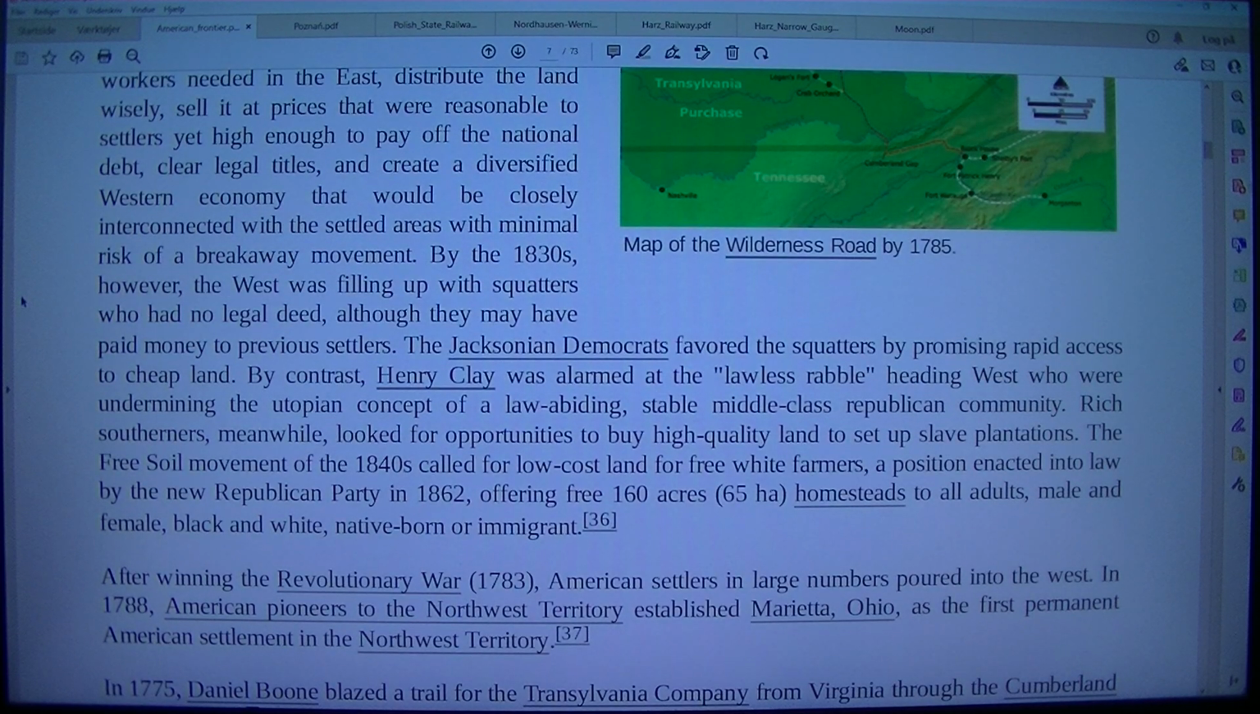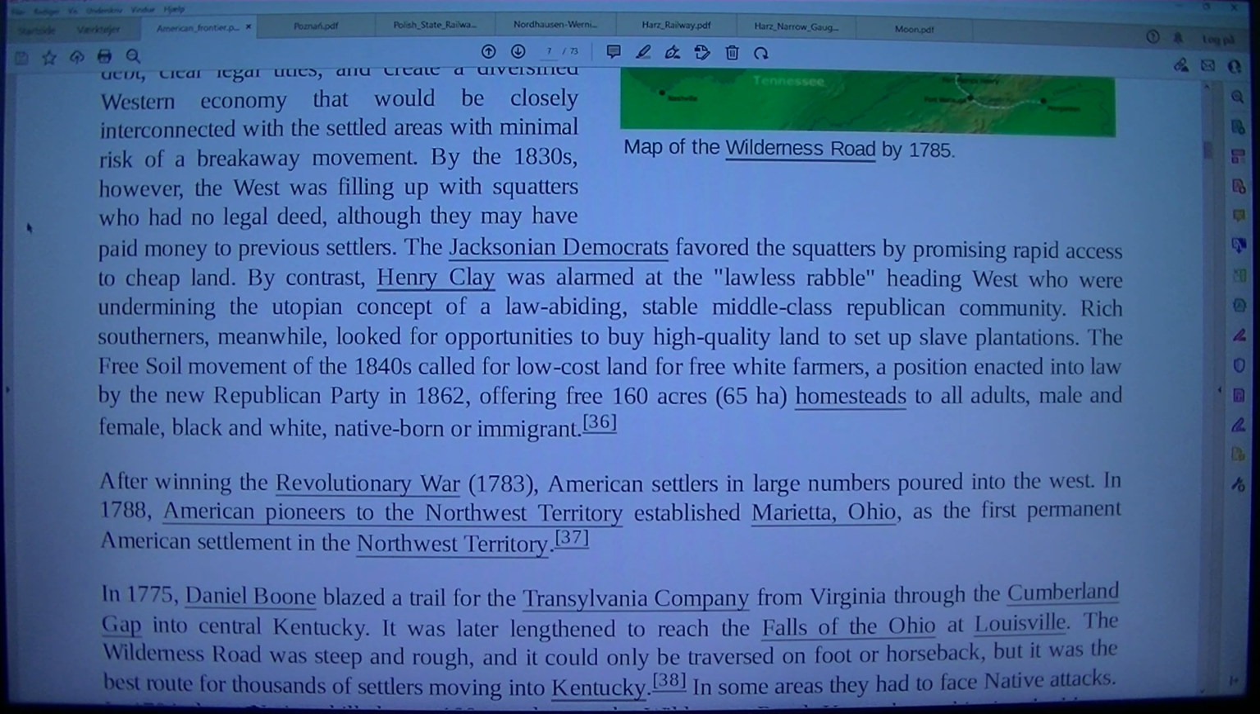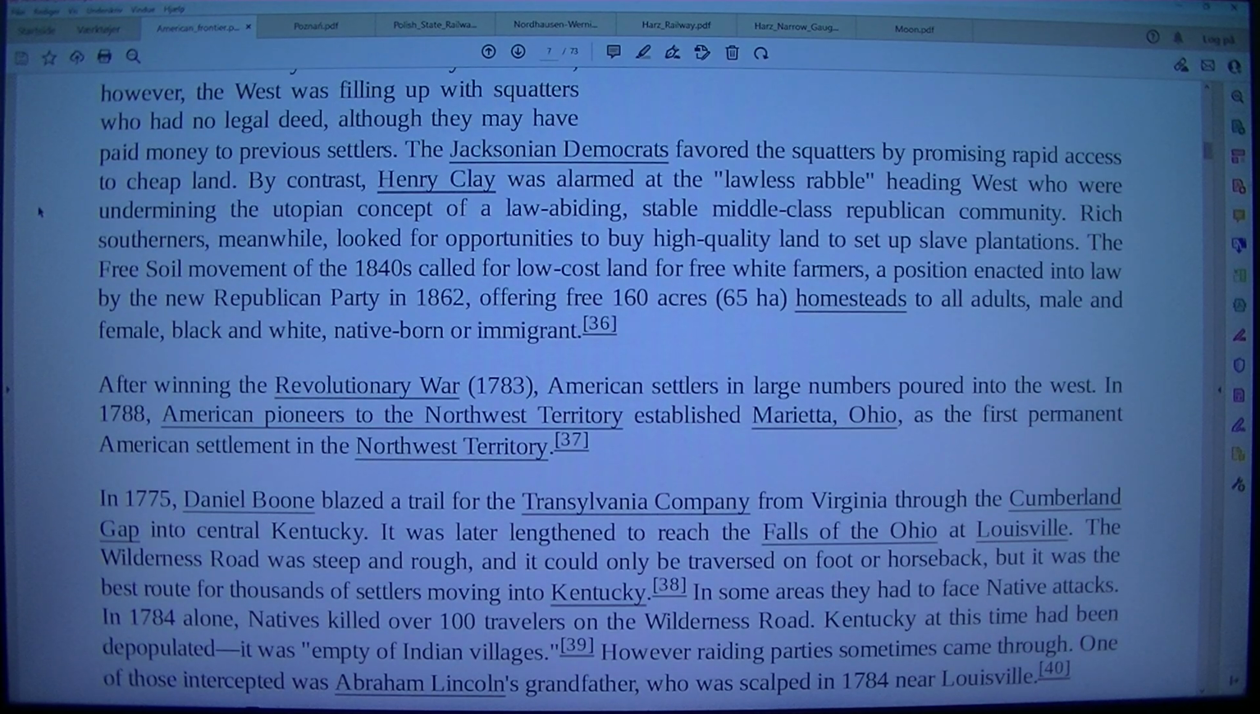By the 1830s, however, the West was filling up with squatters who had no legal deed, although they may have paid money to previous settlers. The Jacksonian Democrats favored the squatters by promising rapid access to cheap land. By contrast, Henry Clay was alarmed at the lawless rabble heading west who were undermining the utopian concept of a law-abiding, stable middle-class Republican community.